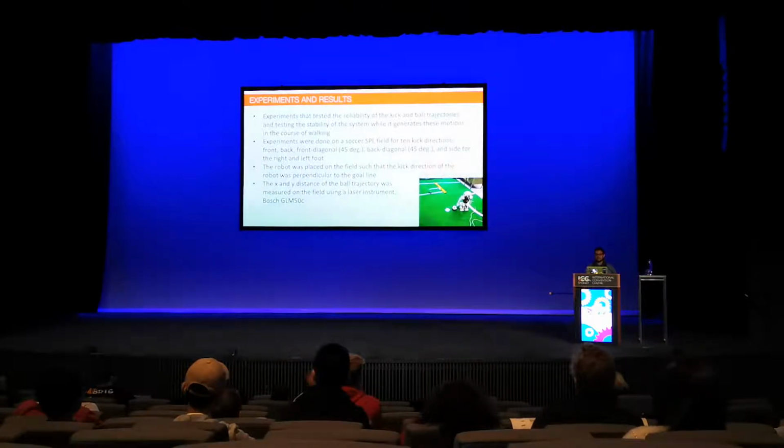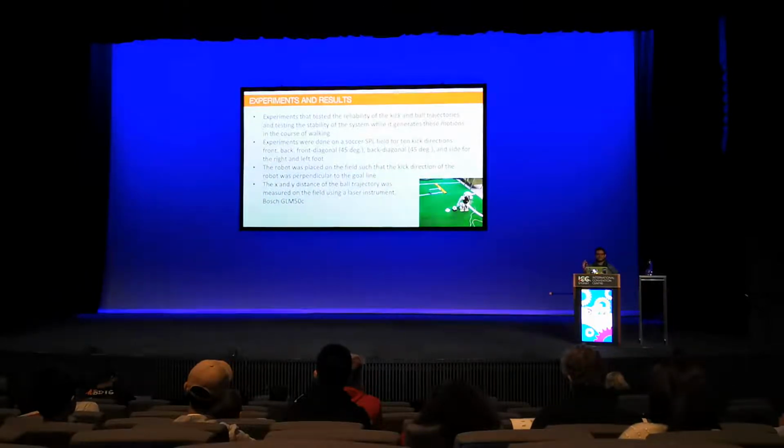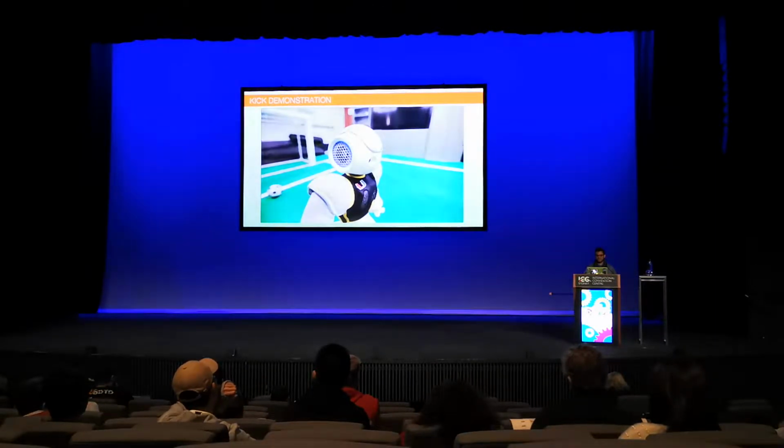The ball was placed near the kicking foot of the robot, and the robot walked roughly in place for several steps and kicked. When the robot walk kicks, the controller times the amount of time it took for the robot to generate the kick trajectory, and the ball trajectory was timed with a stopwatch. The X and Y distances of the ball trajectory were measured on the field using a laser instrument, and the measurements were taken with respect to the kick direction of the robot. This was done 30 times for each direction and for each foot for a total of 300 kicks. And it was done on various days to gather all the data on the physical robot.